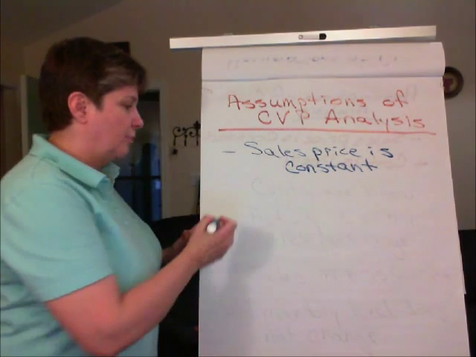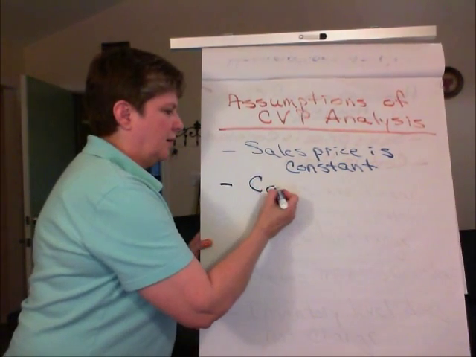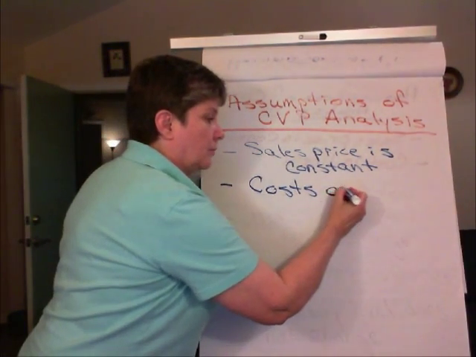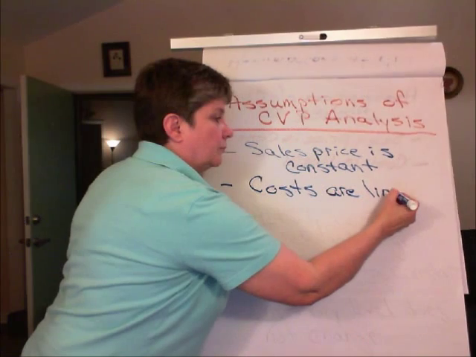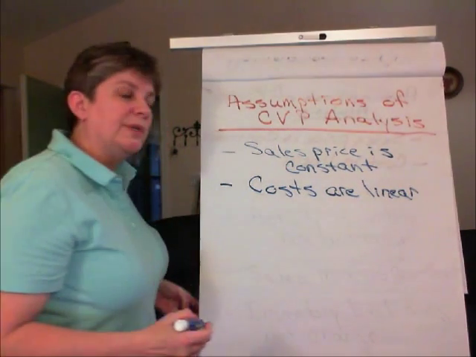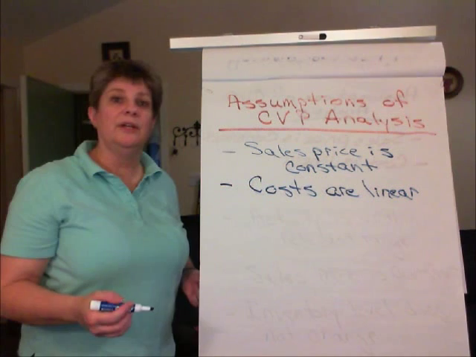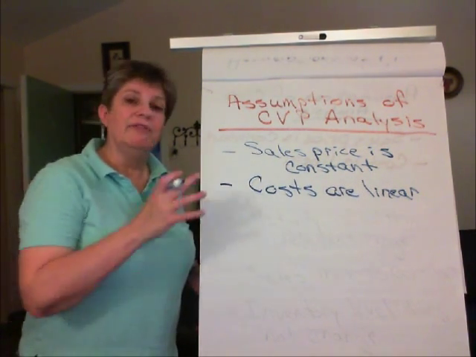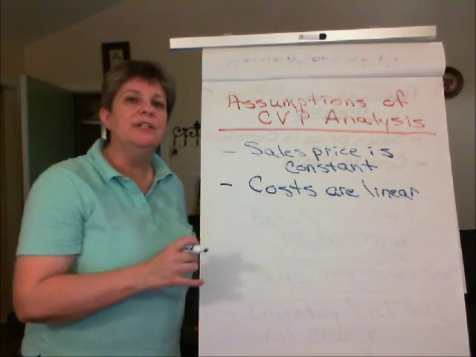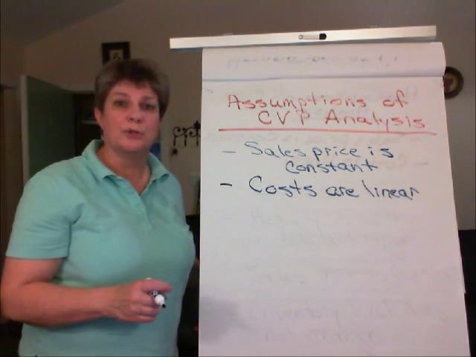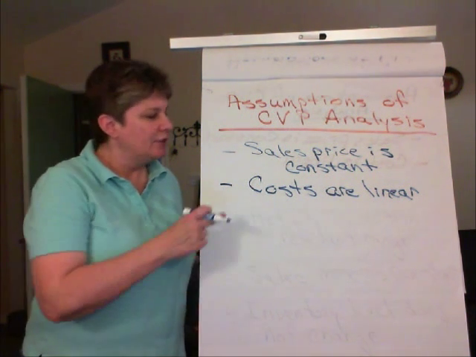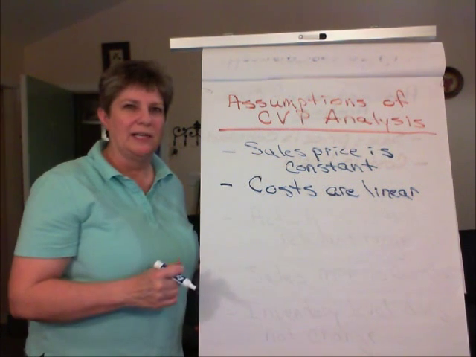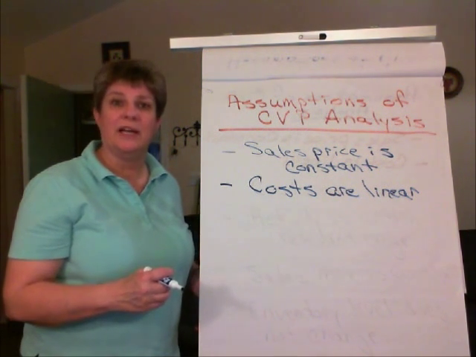The second assumption is that costs are linear. Now, as we saw when we looked at the high-low method and the scatter graph and regression, if costs are not linear, then it's very difficult to predict how they're going to respond to changes in activity. So a second simplifying assumption of cost, volume, profit analysis is that costs do indeed behave in a linear fashion.